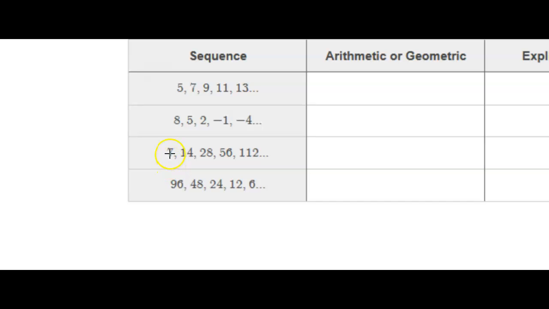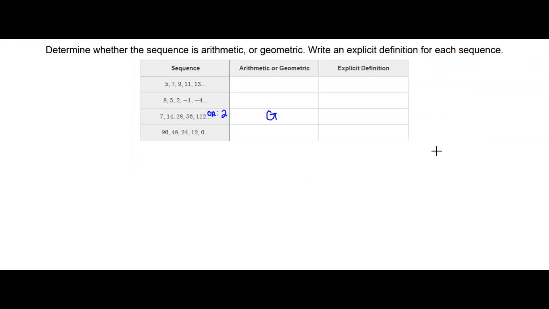So if you look from 7 to 14 and 14 to 28, 28 to 56 and 56 to 112, you should be able to catch on pretty quickly that this is multiplying by 2. So the common ratio, and remember the common ratio is that constant that you're multiplying by, is 2. And because it's multiplying by a constant, that means our sequence is a geometric sequence.